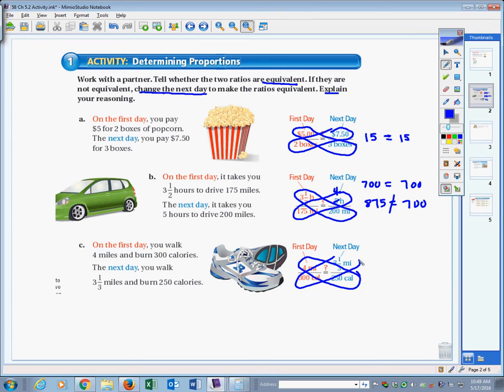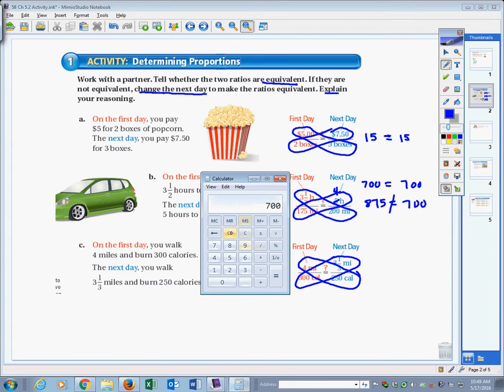So I do my cross multiplying, and here I'm going to start with 1/3. An easy way to say it is just 1 divided by 3, because that's what 1/3 is, right? And that's going to give me 0.3333333. So what I'm going to use as my multiplication number for 3 1/3 is 3.33. Okay?